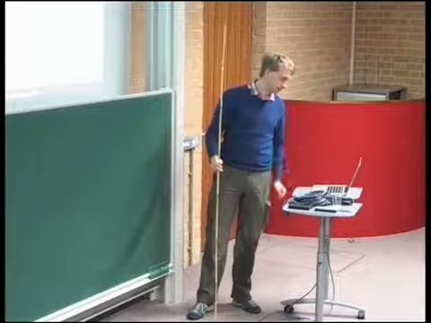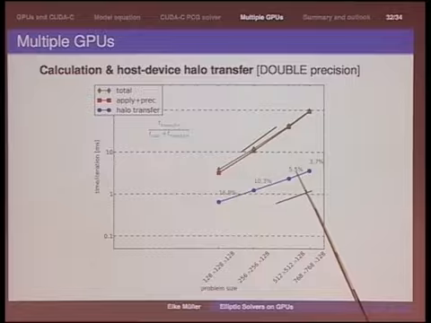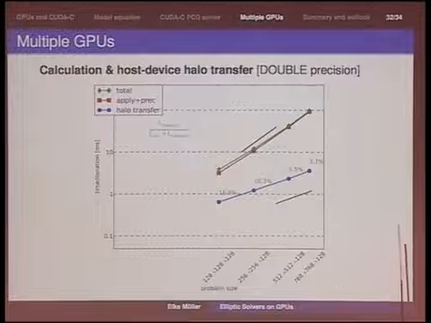So this is single precision, double precision, similar. There, obviously, these numbers are a bit larger. So this is 5.5% for this 512 times 512 times 128 grid.